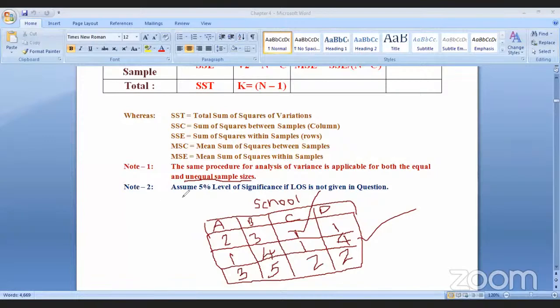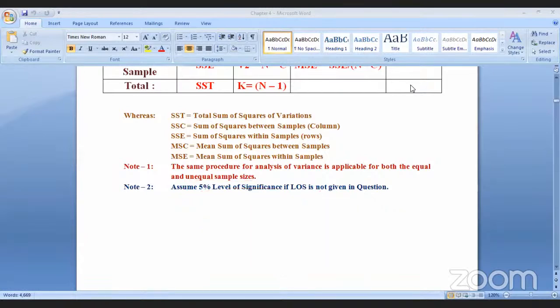Okay. So the next note is: assume 5% LOS if LOS is not given in the question. Usually the LOS, that is 5% or 1%, will be mentioned by the examiner. If 1% or 5% is not mentioned in the question paper, then you have to assume that it is 5% LOS only and take the table values. Any doubt regarding this one? No, sir. Okay, so I will move to the problem now.